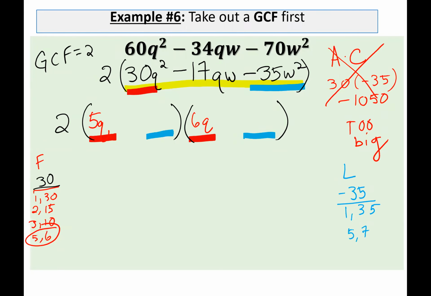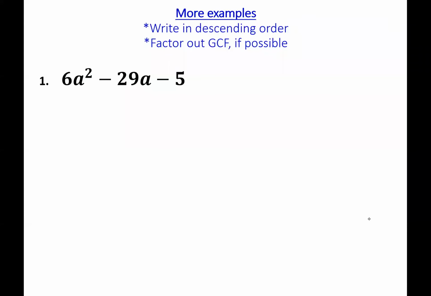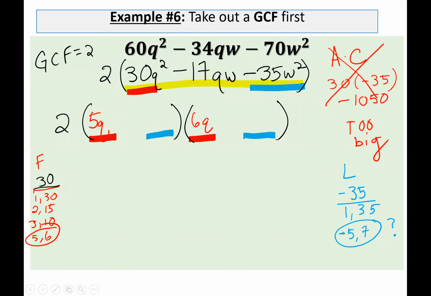Now, I know the signs need to be different. I'm not really sure which number is going to be negative or which number is going to be positive. Again, this is trial and error. We're trying something. So I'm just going to make a choice, and I'm going to try negative 5 and positive 7. I know one of them needs to be negative. I just don't know which one.